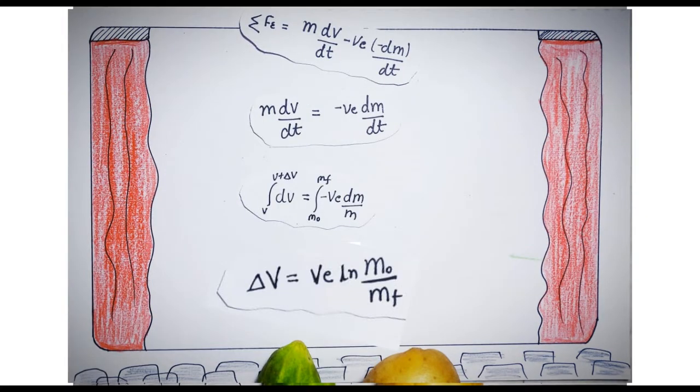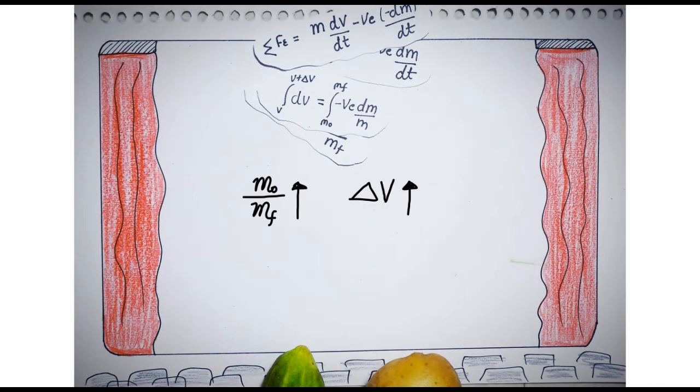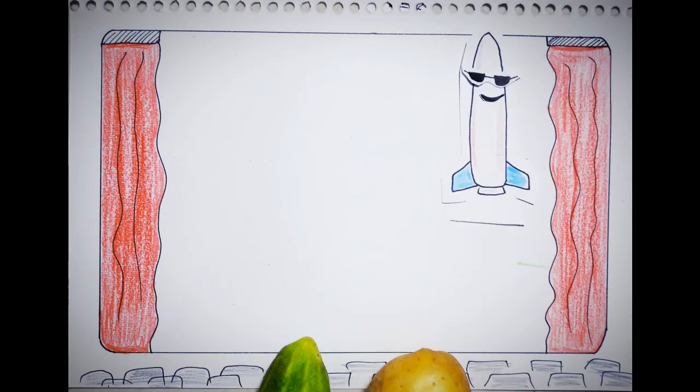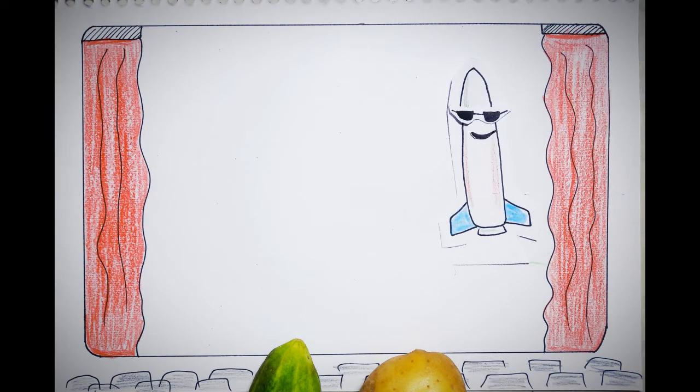This equation: delta v, change in velocity, is equal to velocity of the expelling mass v_e into logarithm function of initial mass divided by final mass. What is the most important in this equation is the ratio of initial to the final masses. More is the value of ratio, more will be the change in velocity. And yes, that is how Mr. Rocket gets the velocity by itself.